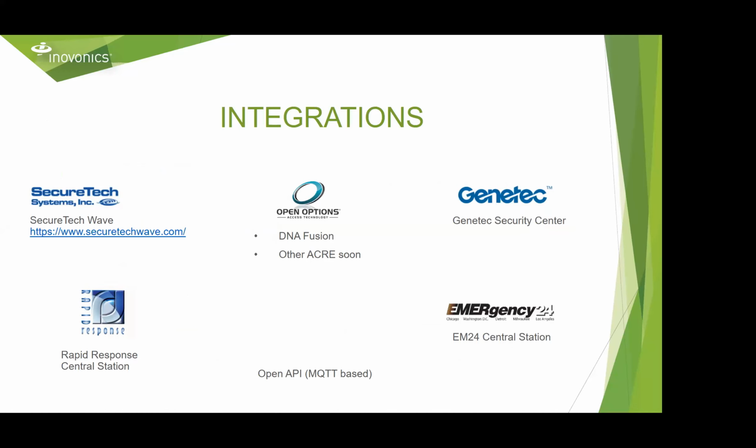Let's talk about integrations. So where do these alarm messages go? These are the integrations that exist now. Genetec Security Center is a good one. They've been a good integration partner with Inovonics for quite some time now. So the locator becomes a referenceable object in Security Center, meaning it can participate in their graphics mapping functionality. So not only are we telling you where the event is, but we're showing a system operator where it is.